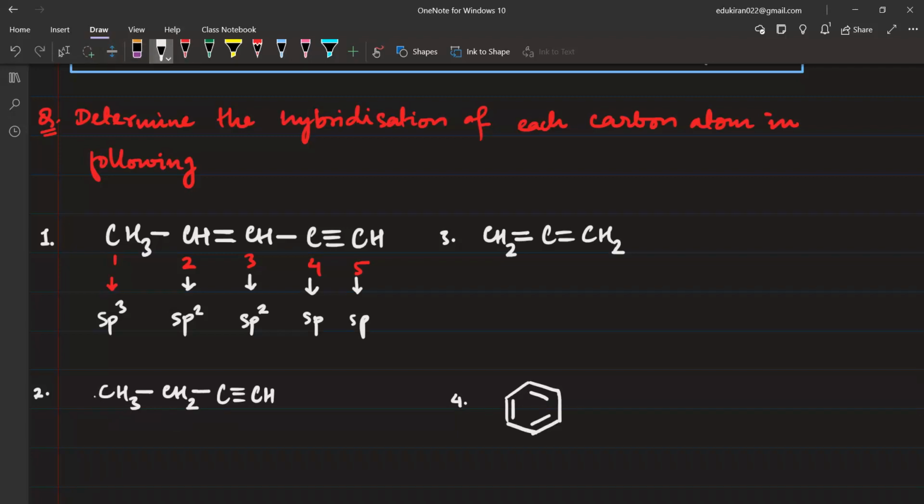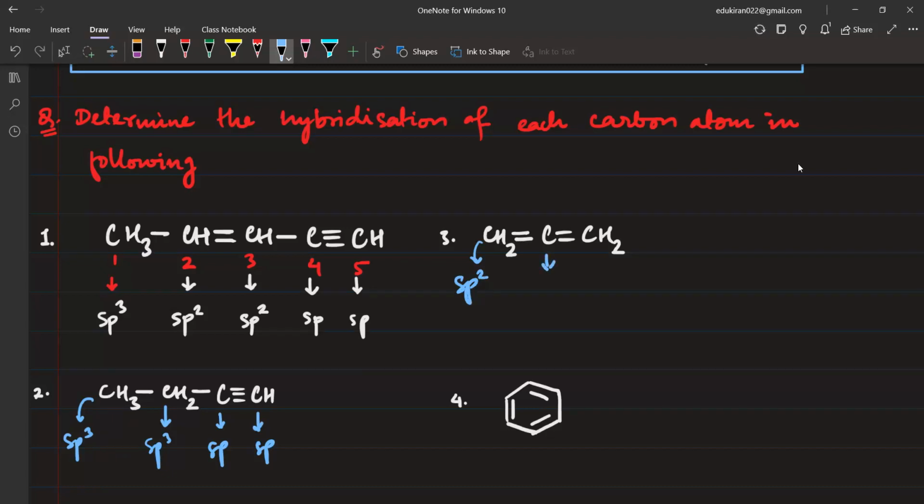Now this is not having any double bonds or triple bonds, right? So this will be sp3. What about this one, Sarah? Any double or triple bond? No, sir. So it will be sp3. Yeah. This is having triple bonds. This will be sp. This is having triple bonds. This will be sp. Now look at this one. This is having a double bond, so it will be sp2.